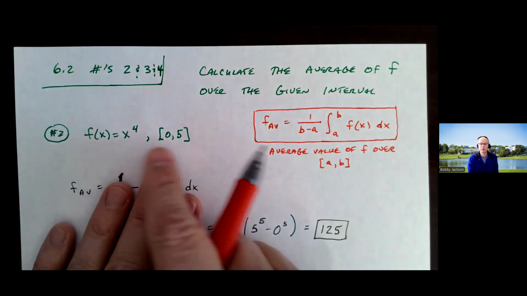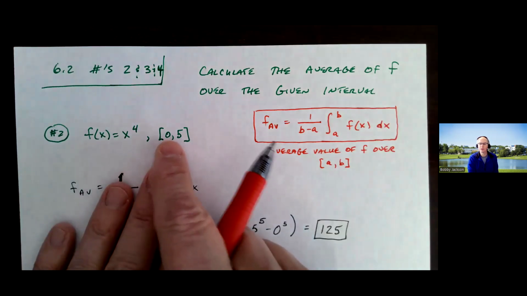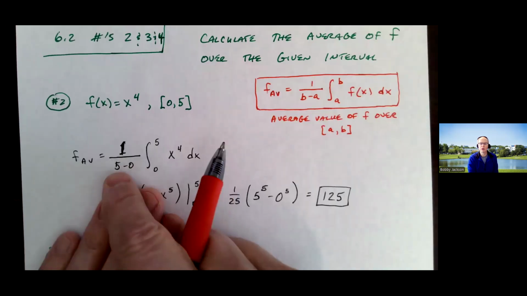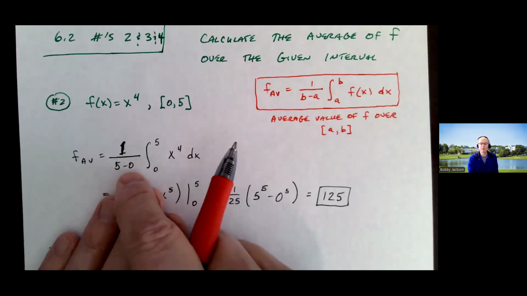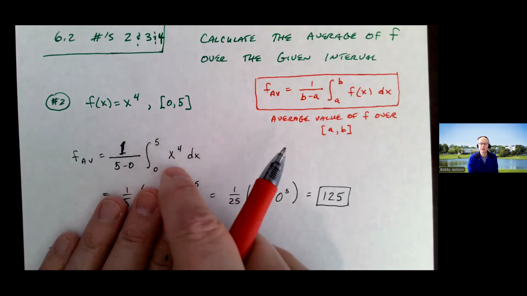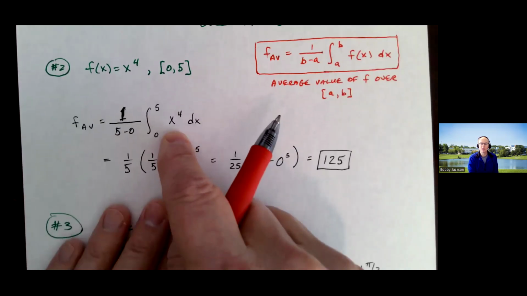The function is x to the fourth on this interval. So a is 0, b is 5. It's 1 over b minus a, which is 5 minus 0, or 5, times the integral from 0 to 5 of x to the fourth. So that's pretty easy to do.